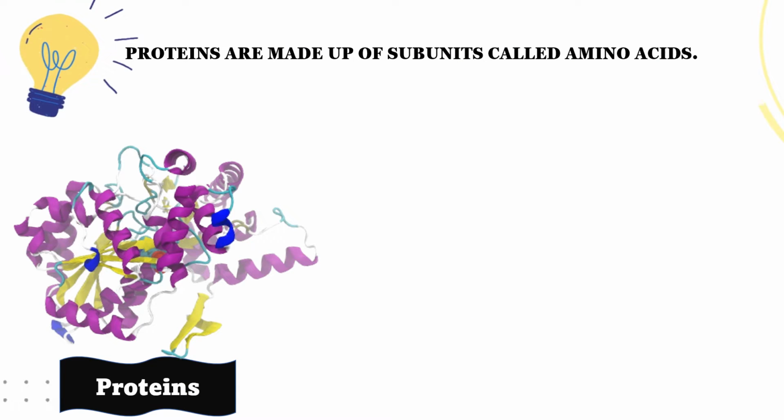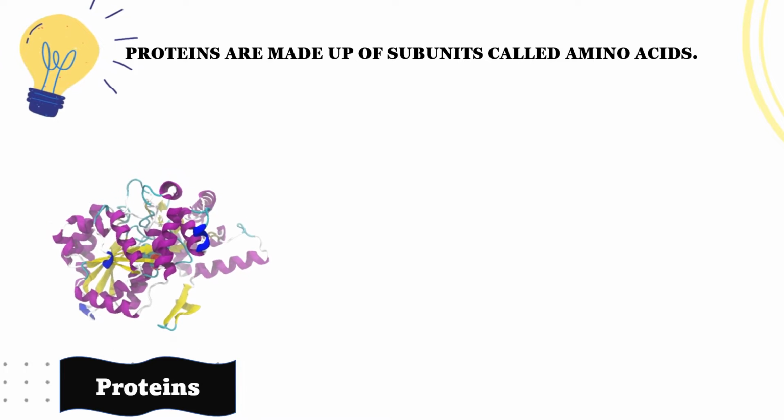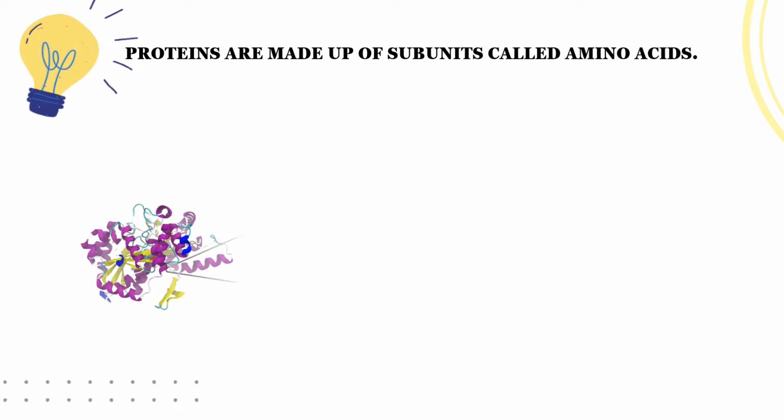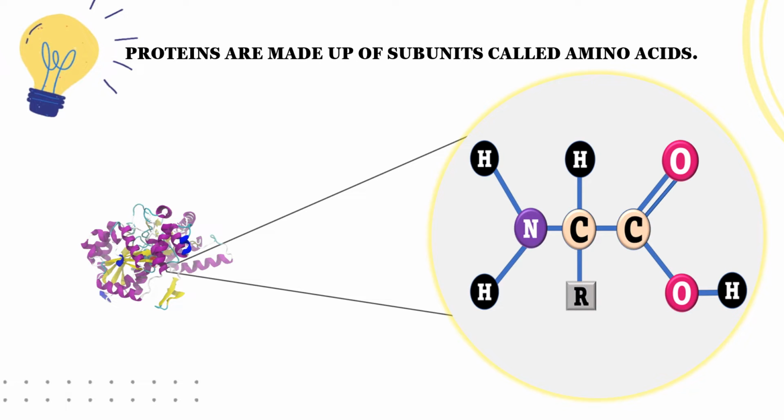To understand the concept of peptide bond formation, let's first discuss proteins and amino acids. Proteins are composed of numerous subunits called amino acids.